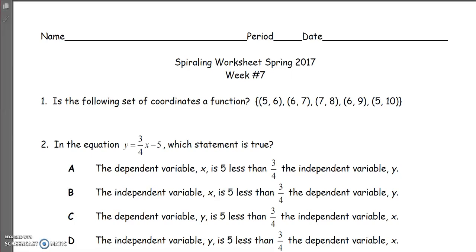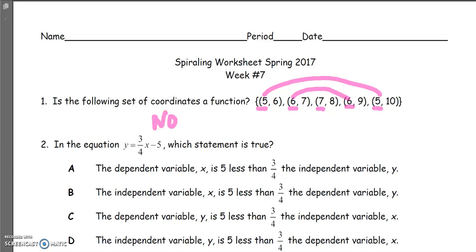Alright, we're doing the spiraling worksheet week number 7. Number 1 says, is the following set of coordinates a function? So it's just a yes or no. Again, all we have to do is look at my x values and see if I'm repeating. If I am, this is no. So I have a 5 here and a 5 here, and I have a 6 here and a 6 here, so the answer here is going to be no.